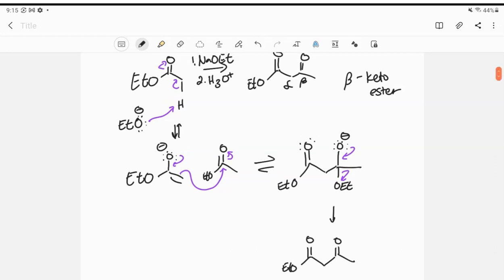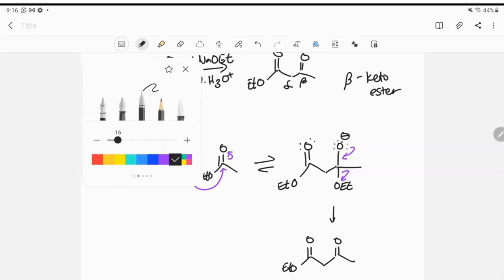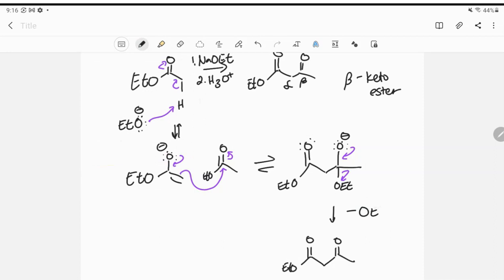So relatively simple mechanism: form the enolate. Enolate attacks a second molecule of your ester. Carbonyl closes back down, kicks out a leaving group, which is your ethoxide. Notice that we are using ethoxide as the base here, and it is getting regenerated in the process, right? So we're making ethanol to deprotonate, and then we end up making another ethoxide at the end here. So we end up regenerating our base.